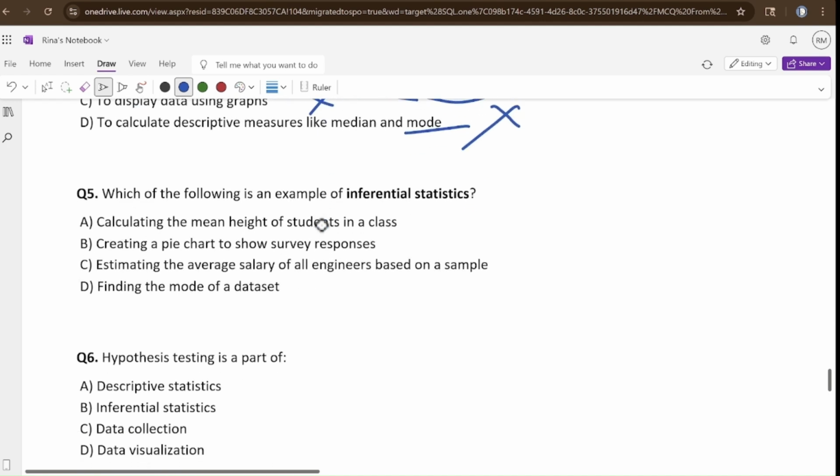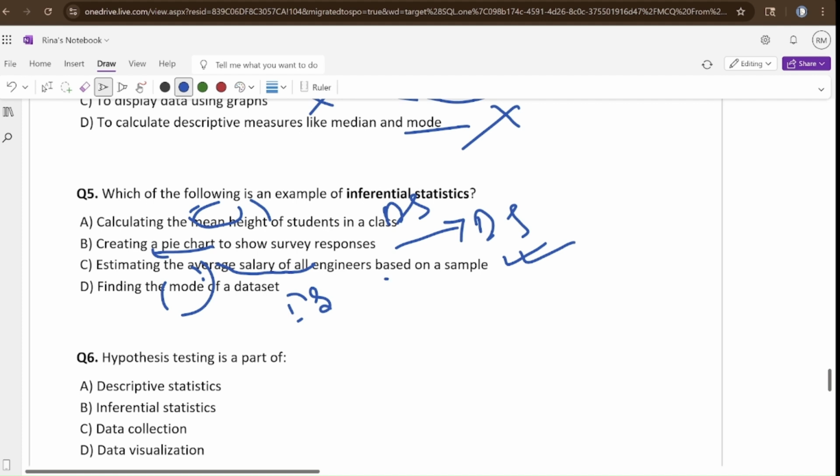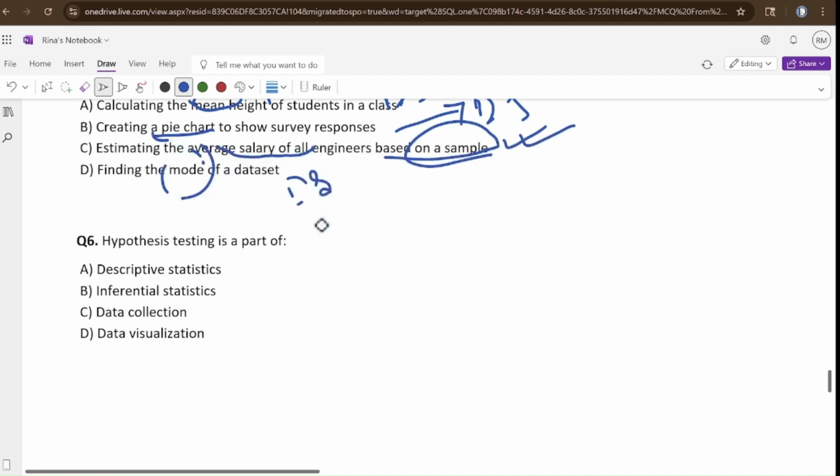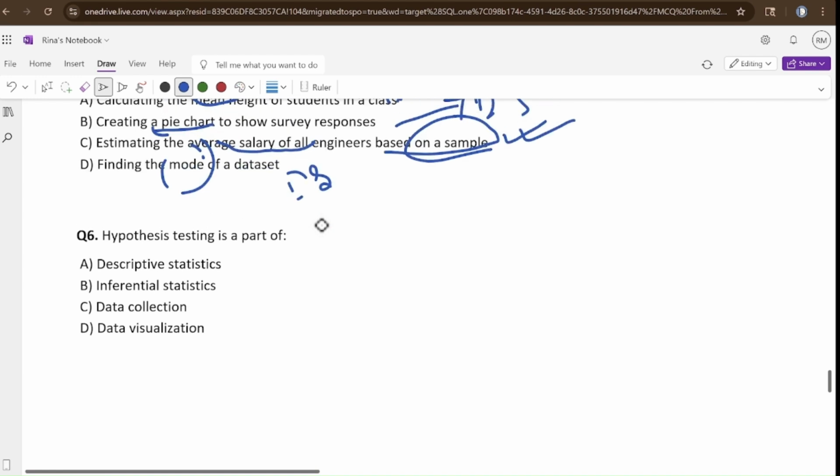Which of the following is an example of inferential statistics? Calculate the mean height of students in a class. Creating a pie chart, descriptive statistics. Estimating the average salary of all engineers based on a sample. Finding the mode of a dataset, descriptive statistics. Okay, see, this is mean. So descriptive statistics, pie chart, descriptive statistics, mode, descriptive statistics. But you are estimating average salary based on a sample. So simply inferential statistics. The last one, hypothesis testing is a part of descriptive statistics.